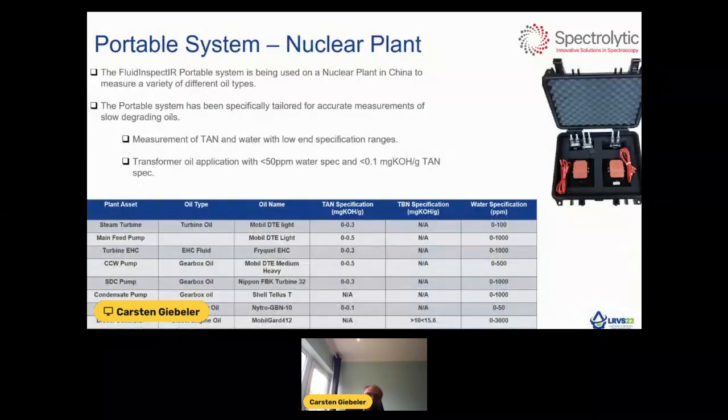And last but not least, here's an example of the portable system. The portable system needs to be configured for the oils that the end customer wants to use, and this is a nuclear plant in China. You can see they have quite a number of different oils for quite a number of different applications. We went with them through the same process as before. They provided us historic reference analysis data. We configured the sensor, and they are now using it at the plant, and it's working very well.